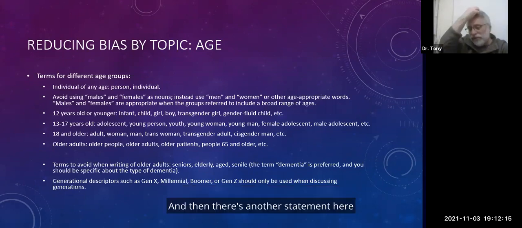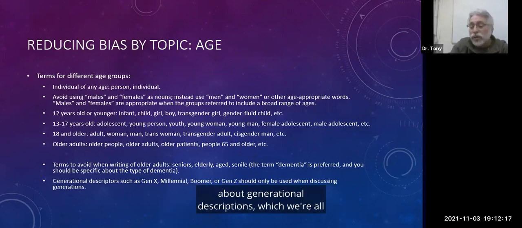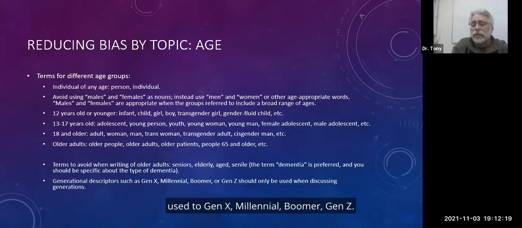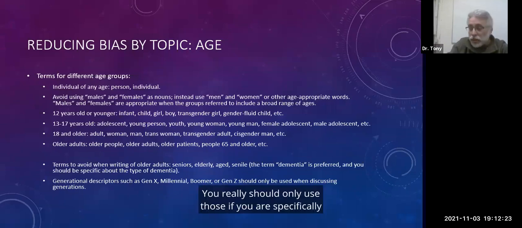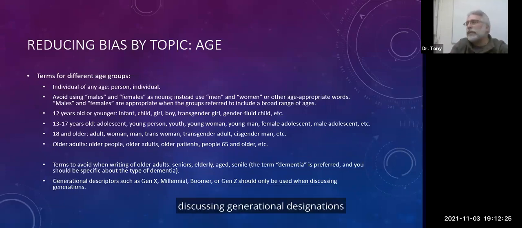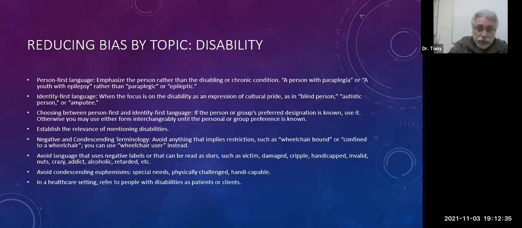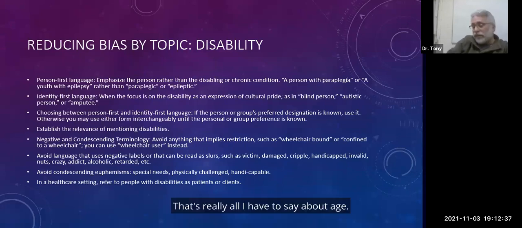And then there's another statement here about generational descriptions, which we're all used to: Gen X, Millennial, Boomer, Gen Z. You really should only use those if you are specifically discussing generational designations and generational distinctions. Otherwise, I would say try to avoid them. That's really all I have to say about age.